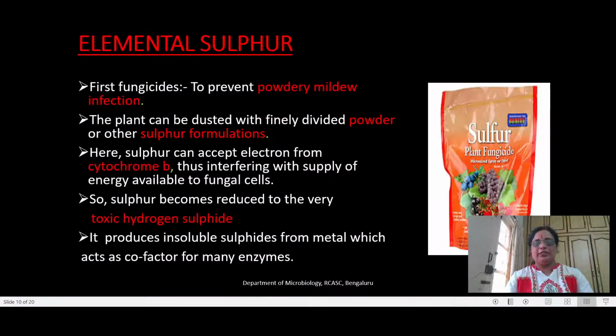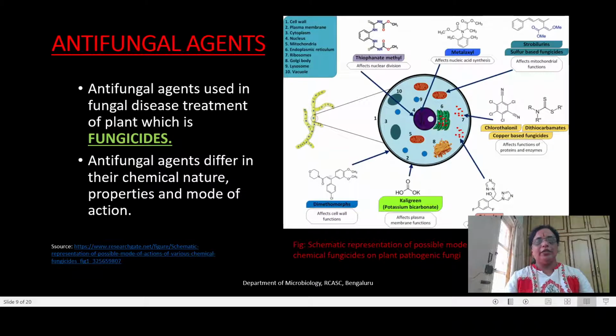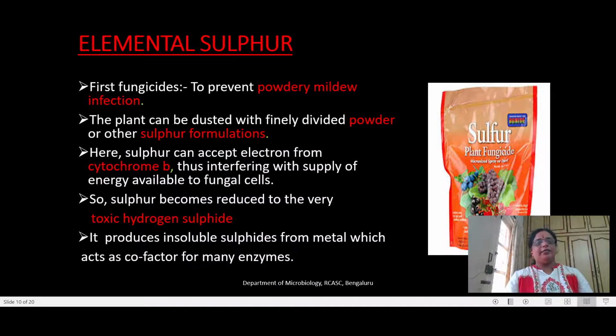Now let us study each one of the antifungal agents in detail. First, let us study elemental sulfur. This is one of the first fungicides which was developed for powdery mildew disease. Here the plant which has been infected with powdery mildew is dusted with the sulfur formulation. What is the mode of action of this sulfur? Why are we going to use sulfur as an antifungal agent?